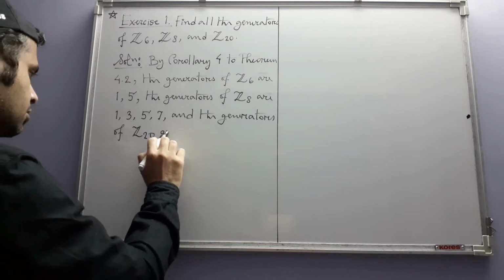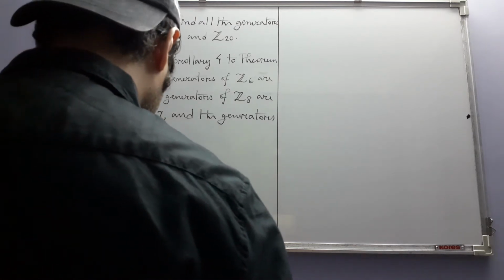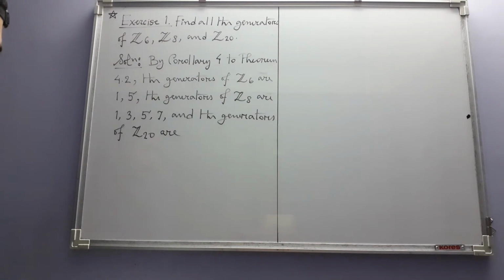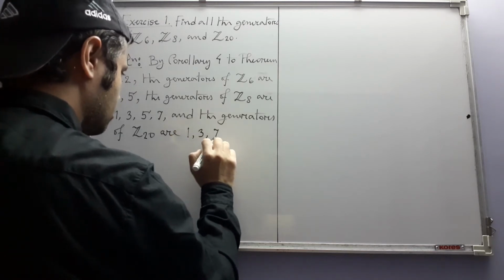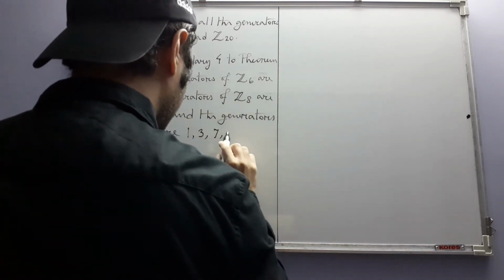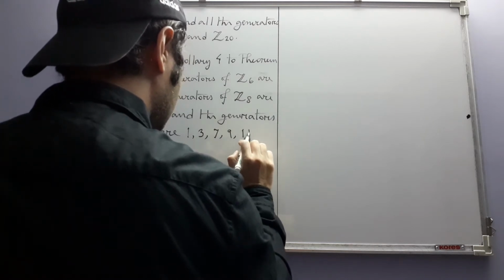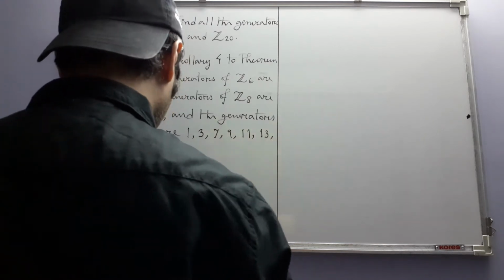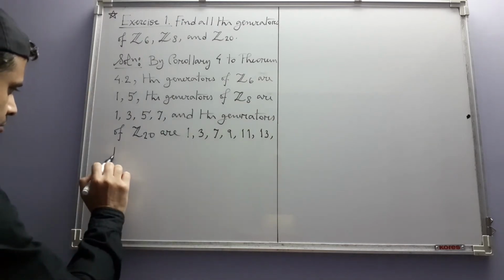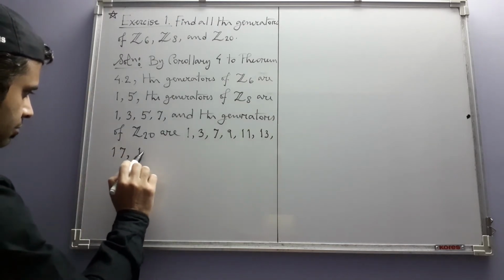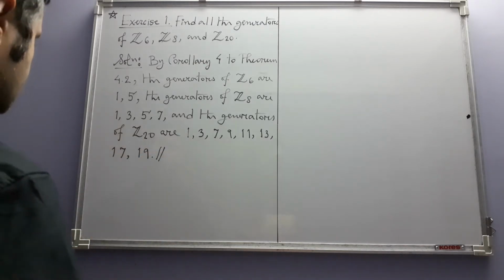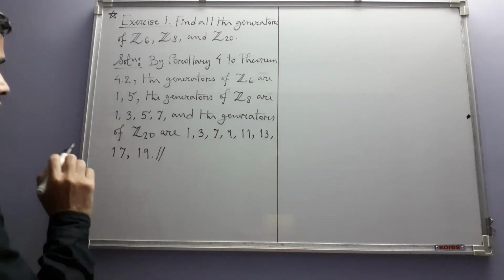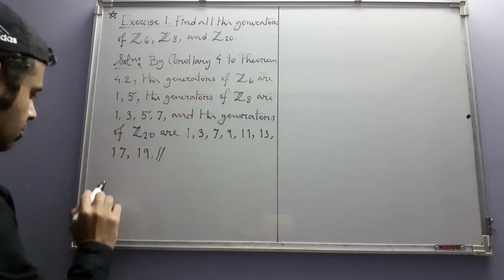The generators of Z20 are the positive integers less than 20 and relatively prime to 20, which are these: 1, 3, 7, 9, 11, 13, 17, and 19. So that is just the solution. Extremely easy, a straightforward application of this corollary.